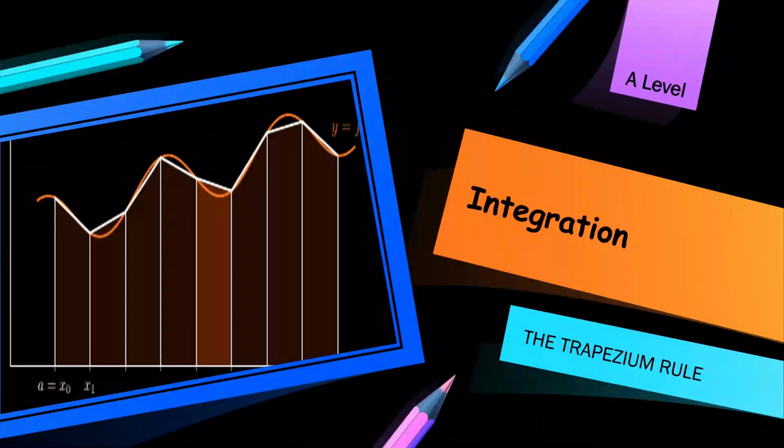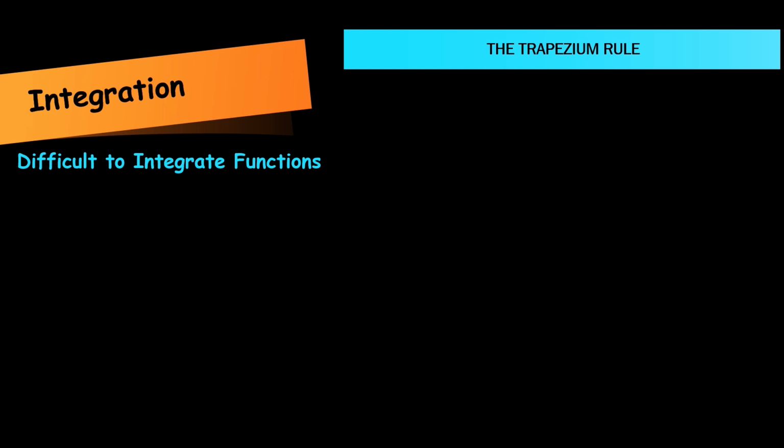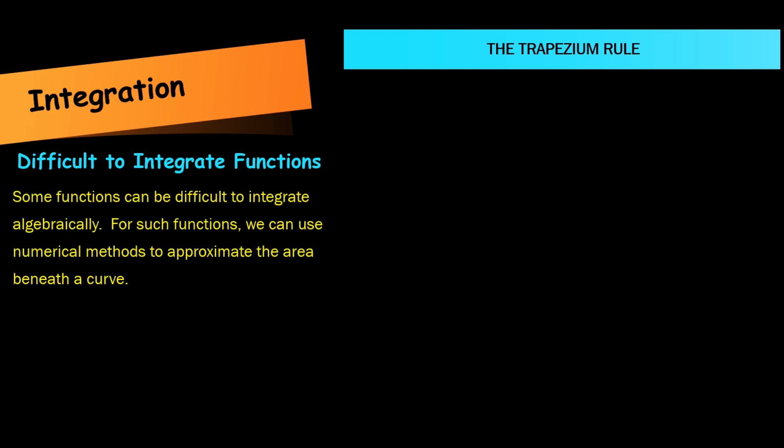Welcome to the session on integration, the Trapezium Rule. The objectives for this session are to use the Trapezium Rule to approximate the area under a curve. Some functions can be difficult to integrate algebraically. For such functions, we can use numerical methods to approximate the area beneath a curve.